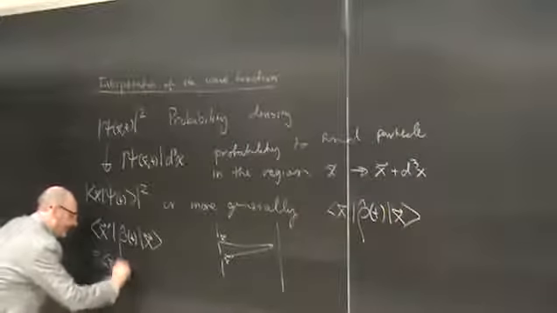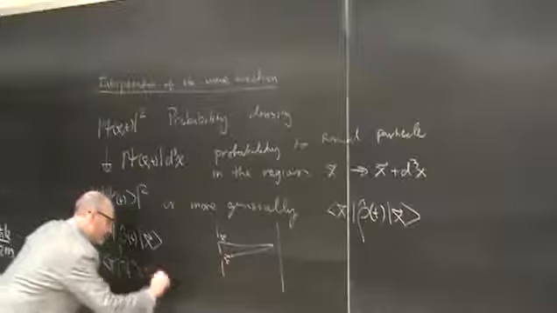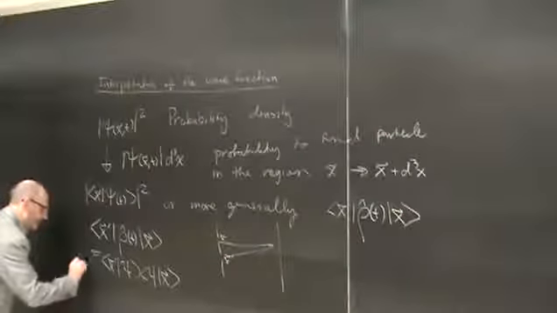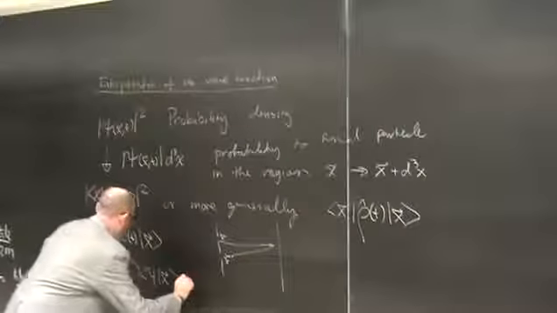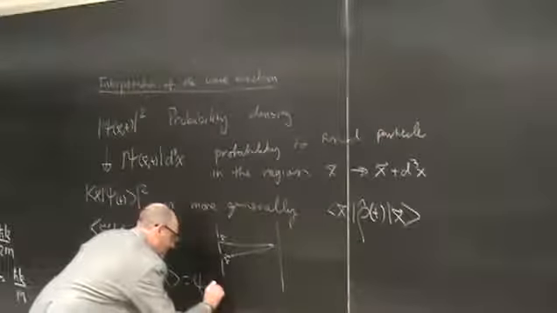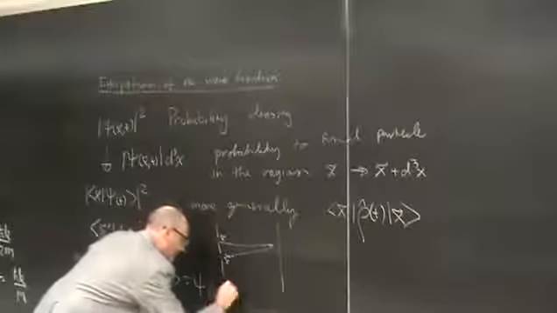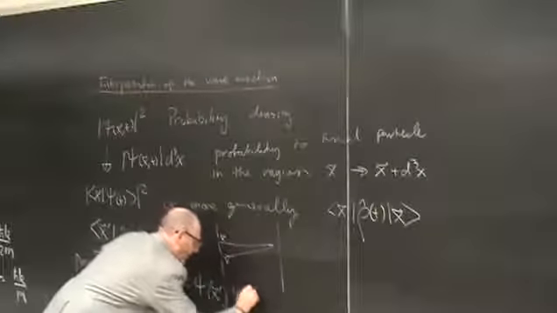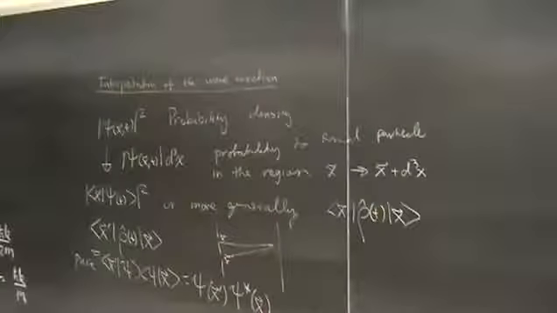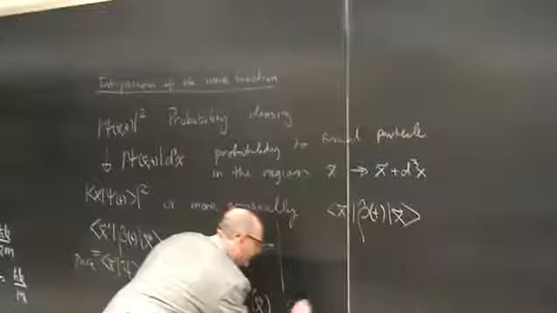Okay? So the off-diagonal elements tell me, for a pure state, this, which is the product of psi at x prime and psi star at a different x. So this is telling me about the coherences.